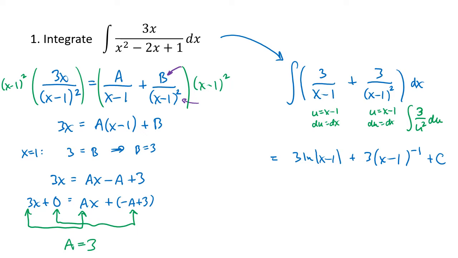Sorry, I divide by the new power, 3 times u to the negative 1, divided by negative 1, which makes that coefficient negative. So it's not always going to give us natural logs here, especially when we have higher powers. So I've got to be careful there.